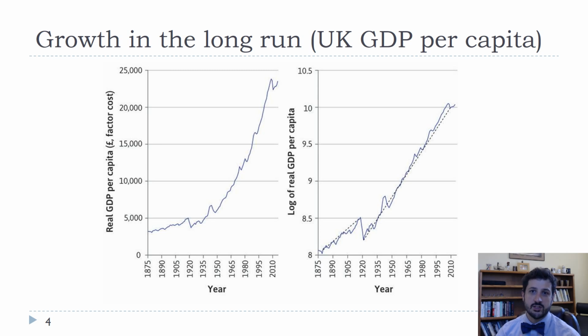Growth in the long run, so this is UK GDP per capita. We'll look at the US in a minute. You can see that both on a linear scale on the left and a log scale on the right, GDP per capita started increasing pretty significantly in the second half of the 19th century and then increased even more rapidly after World War I. And so it went from about a 0.9% increase per year to over a 2% increase per year.